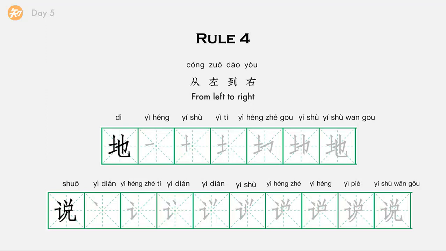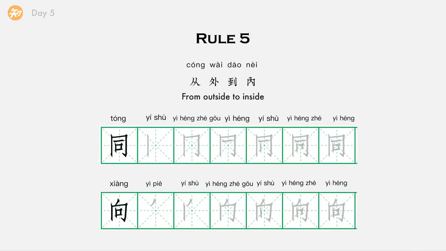It's called 说 in Chinese, which is say or speak in English. The correct order of strokes for 说 is 一点一横折提一点一点一竖，一横折，一横，一撇，一竖弯钩。Rule number 5.